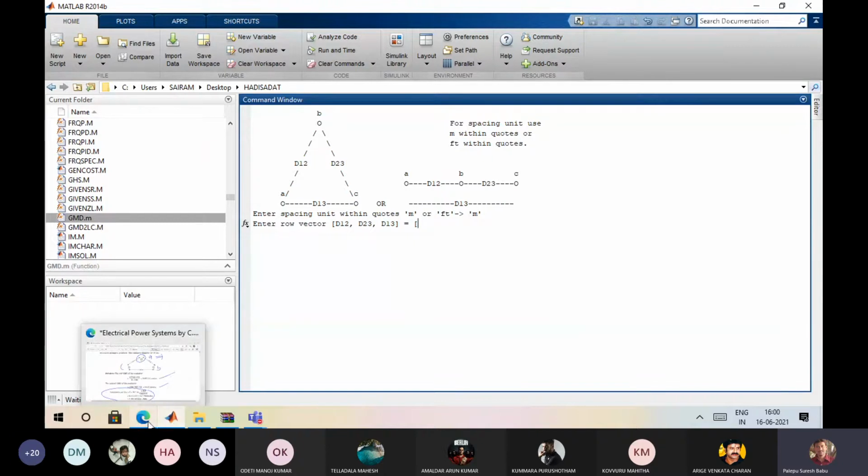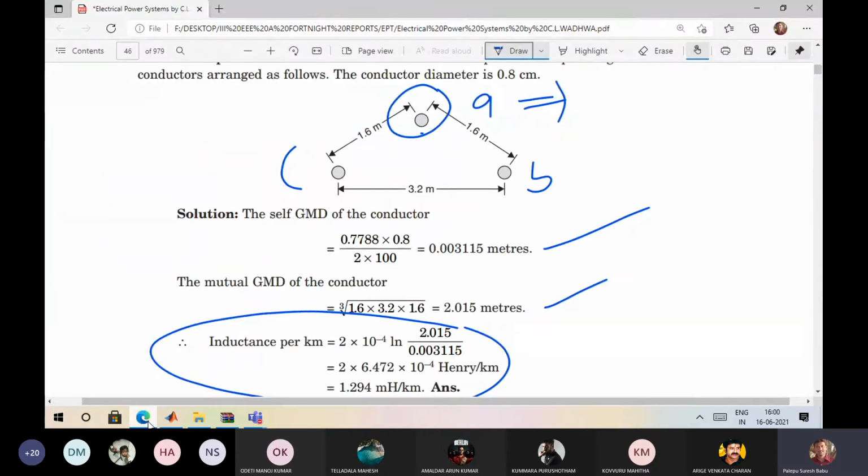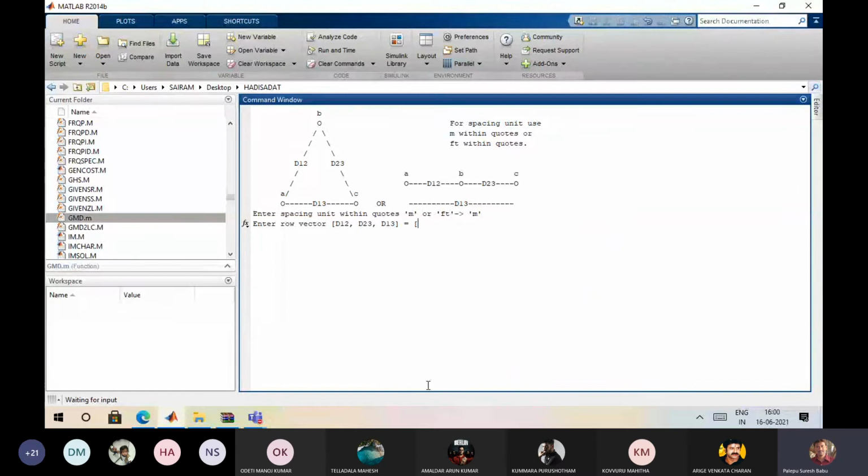Once again we revise: DAB is 1.6, DBC is 3.2. For DAB, which is D12, use 1.6 meters. Next, DBC is 3.2. For DAC, once again it is 1.6. If you have any doubt, we will check once again.